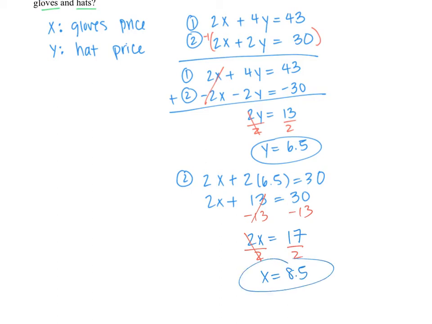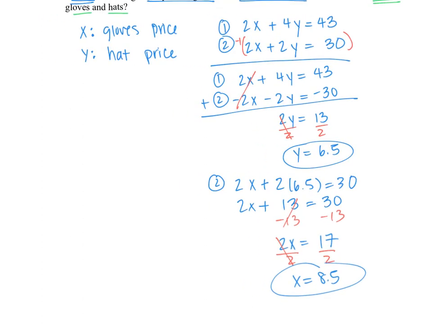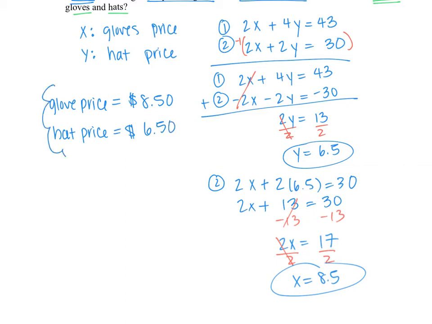All right, so I have my y, I have my x. Let's go ahead and summarize what we just found. So it looks like the price of gloves is going to be our x, which is $8.50. So I'm going to write here, glove price is $8.50, whereas my hat price is my y value, which is 6.5 or $6.50. And that's it.